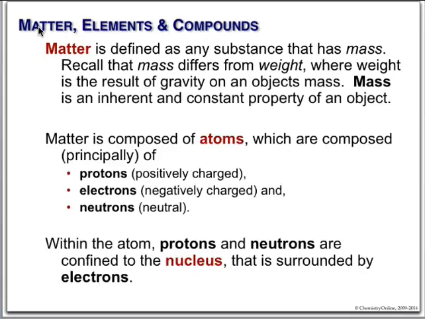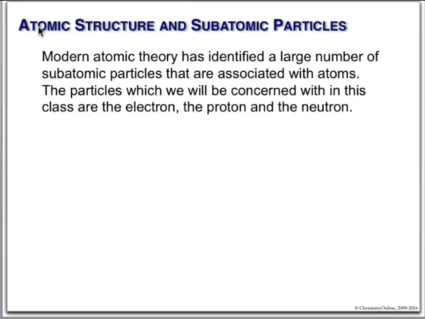Now, we've talked about matter and all the things that matter about it. Matter is composed of atoms. They're composed of protons, electrons, and neutrons. Protons are positive, electrons are negative, and neutrons, of course, are neutral. If you have the same number, your atom is a neutral atom. They live in the nucleus, and they're surrounded by the electrons.